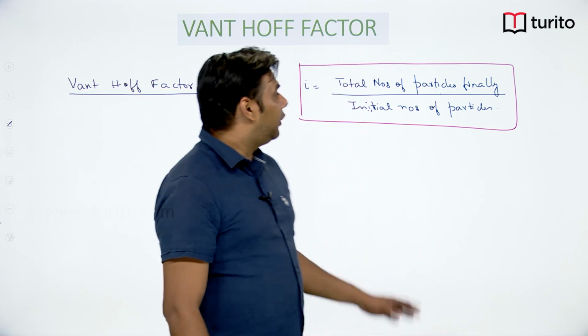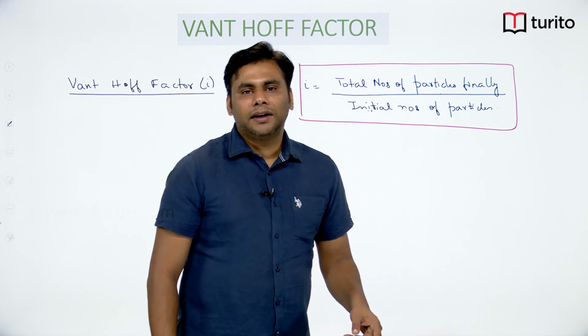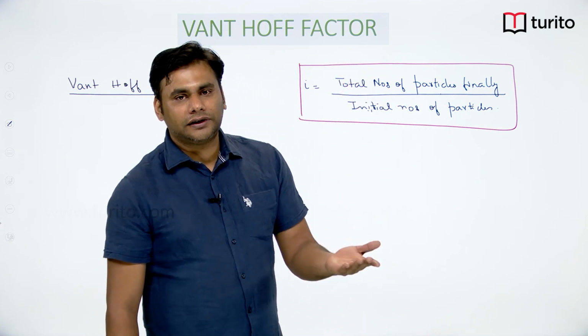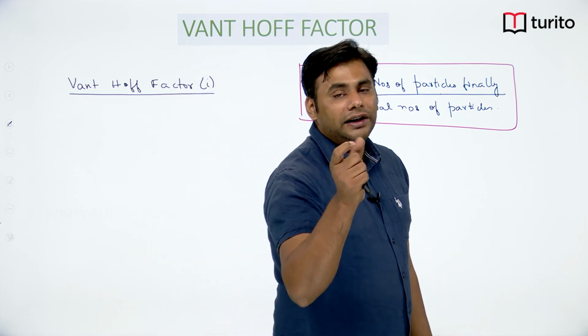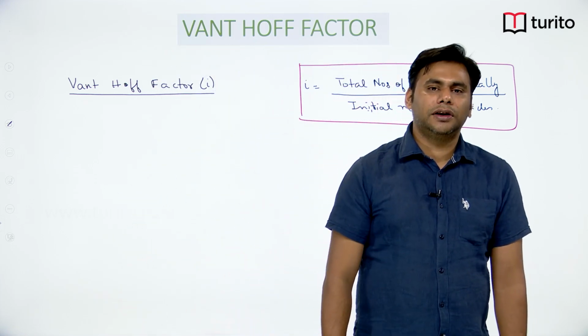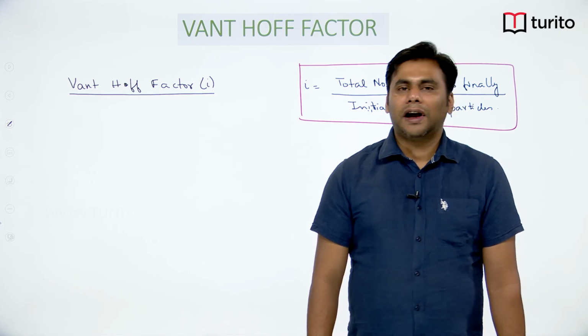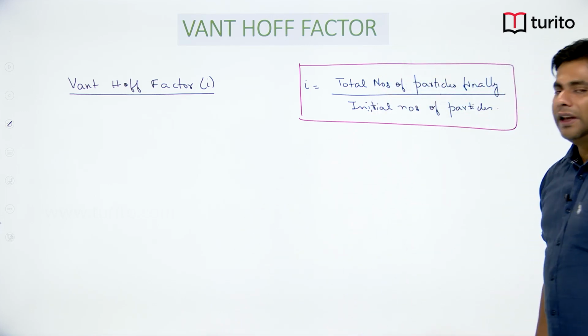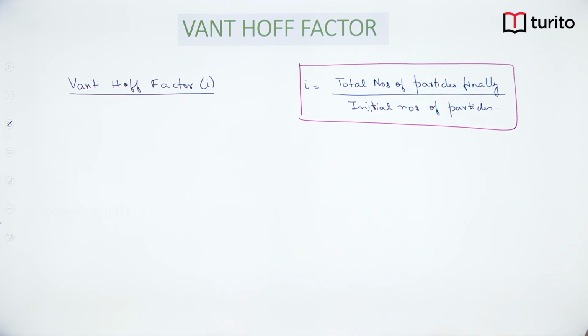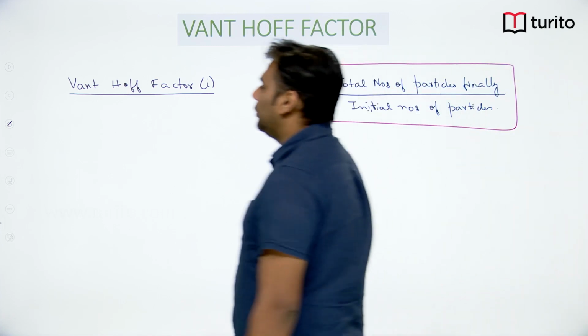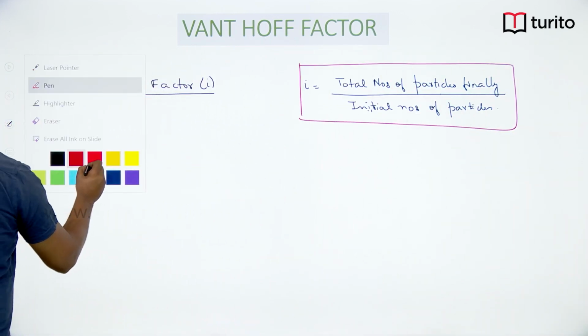So Van't Hoff factor takes care of the fact that if you are adding an electrolytic solute, you have to incorporate the number of ions that are produced in the solution. Van't Hoff factor is basically given as the final number of particles upon the initial number of particles. So let us take some examples to understand this.